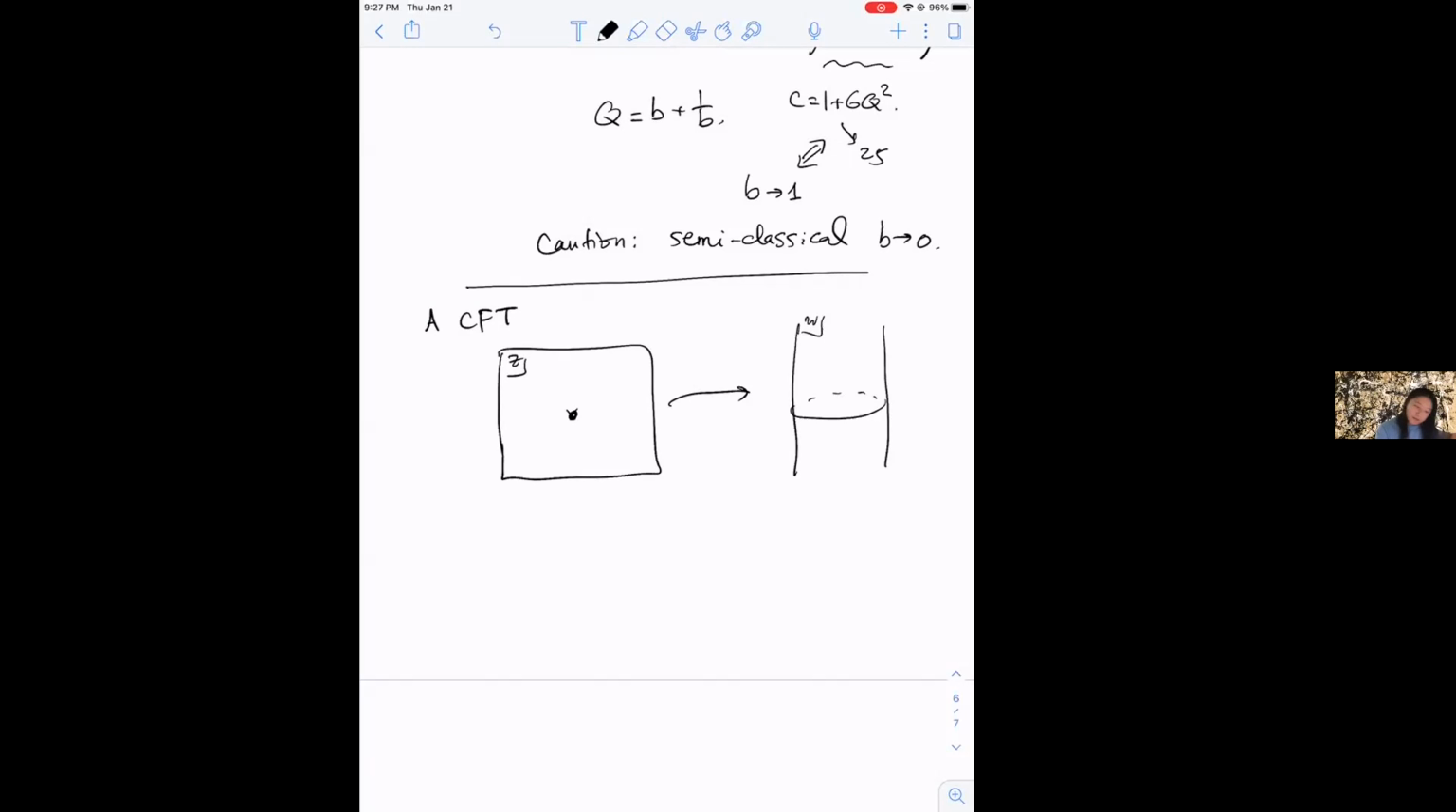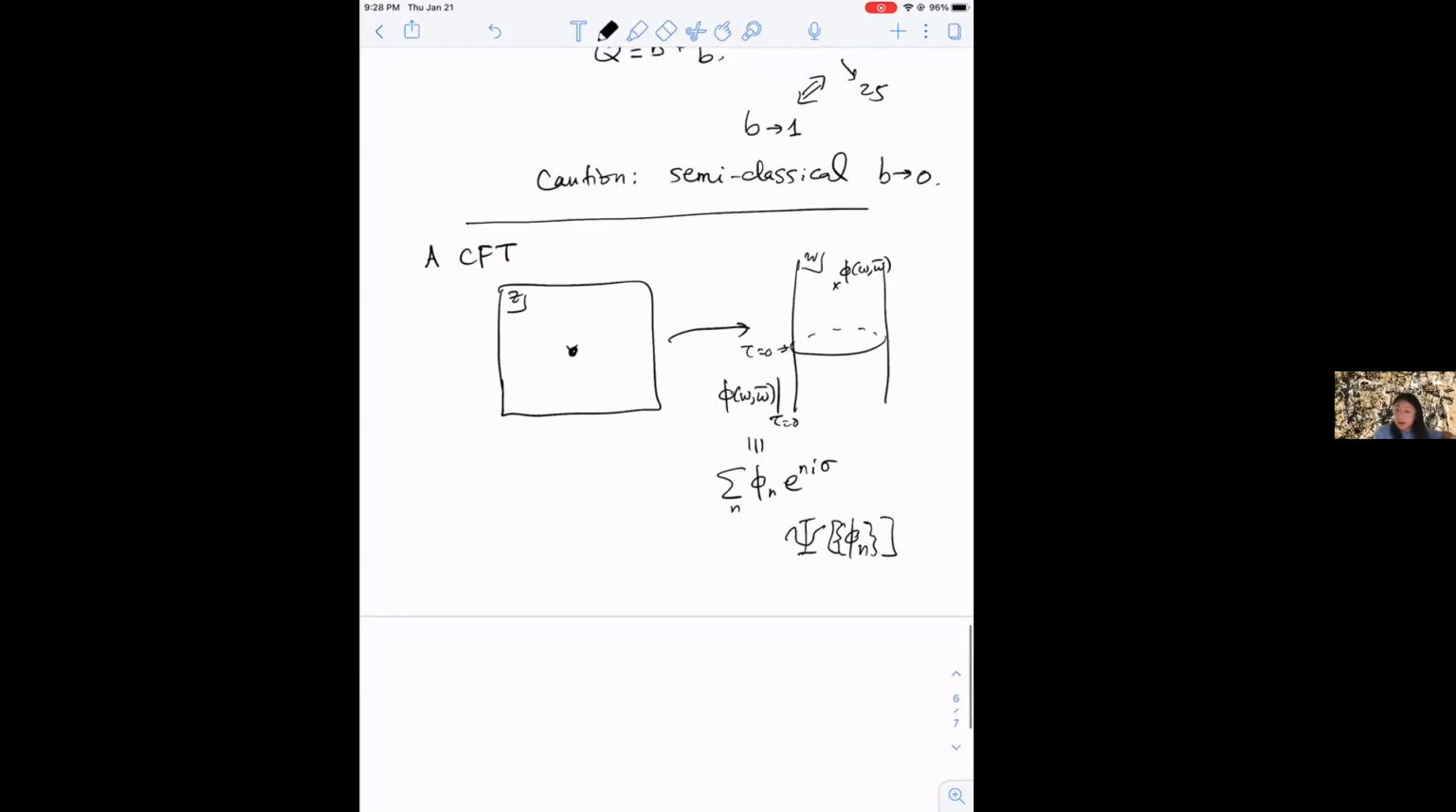Let me describe this in the following way. If you take this field phi on the cylinder, let's say at time tau equals zero, we can expand this field in Fourier modes, sum over n, phi n e to the n i sigma. We can describe a state in terms of its wave functional as a functional of all the Fourier modes. For now, we're just going to focus on the dependence on the zero mode, phi zero.